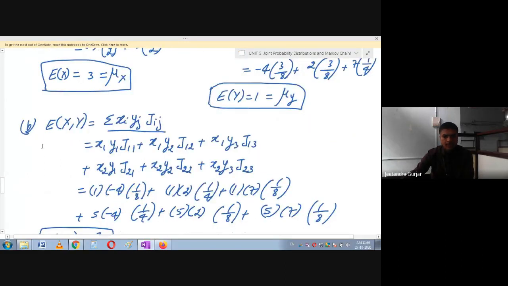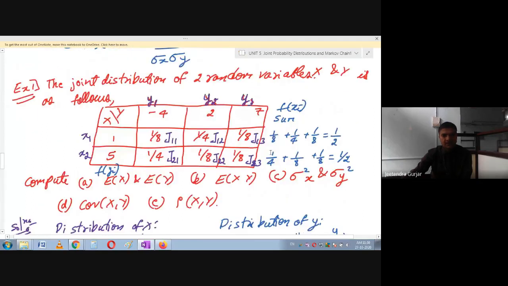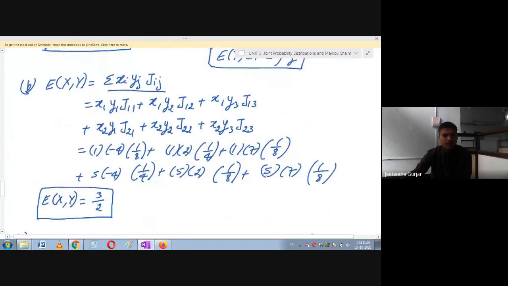Next, very, very important in the joint probability distribution, that is E of xy, which is equal to summation xi into yj into f of i j. So please remember this simplification I have done: x1 y1 f11 plus x1 y2 f12 plus x1 y3 f13, and then plus x2 y1 f21 plus x2 y2 f22 plus x2 y3 f23. All the values are given in this matrix or table. Just substitute the values, you are going to get the value 3 upon 2.